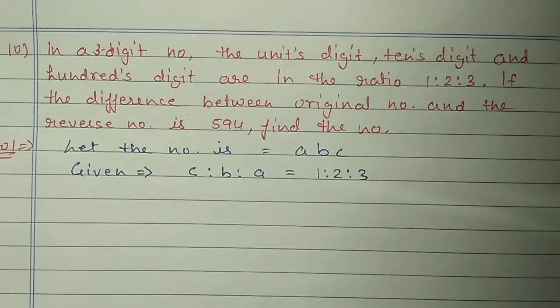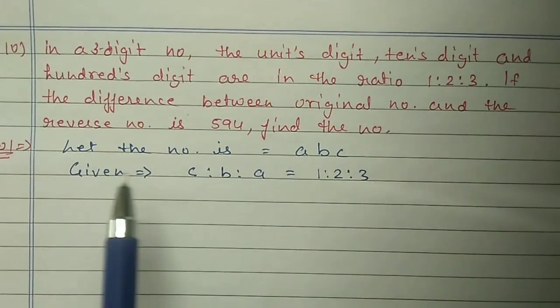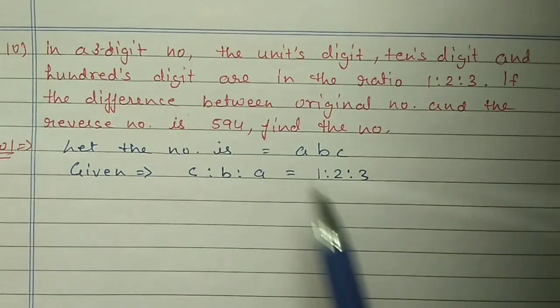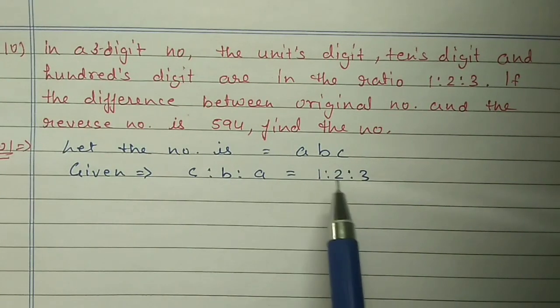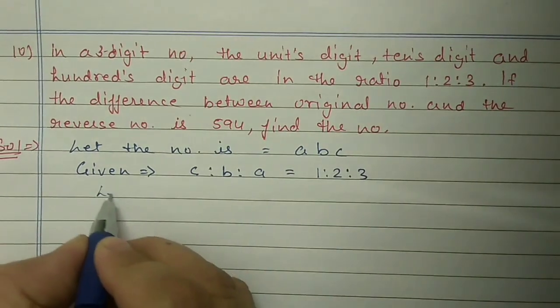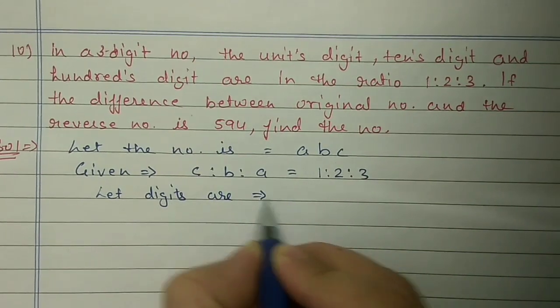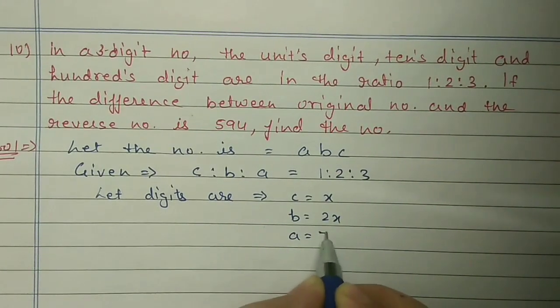Next, question number 10. In a 3-digit number, the unit digit, 10's digit and 100's digit are in the ratio of 1:2:3. If the difference between the original number and the reverse number is 594, find the number. First, let the number be ABC. They have given the ratio of the 3 digits: unit place is C, 10's place is B and 100's place is A. This ratio is 1:2:3. So let the digits be C equal to X, B equal to 2X and A equal to 3X.